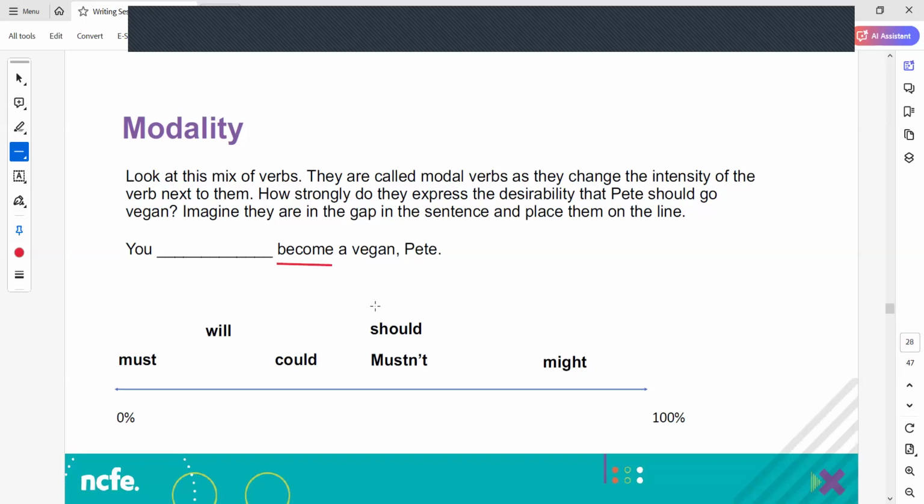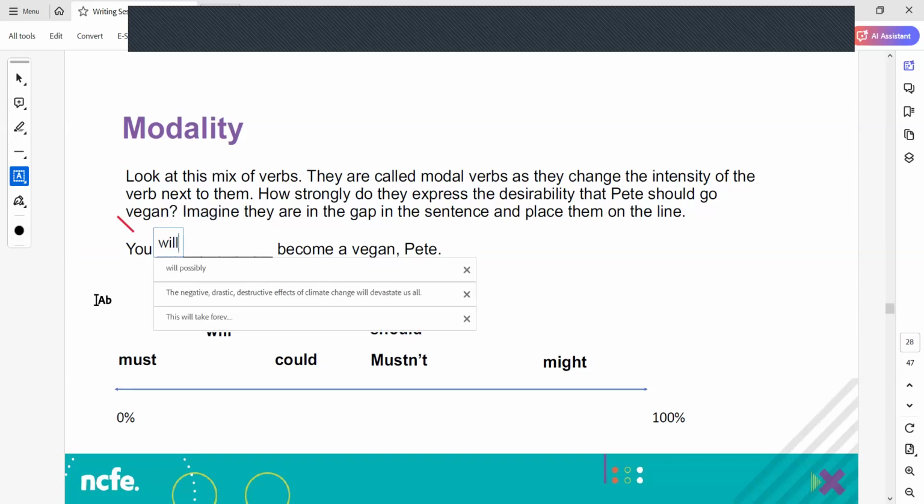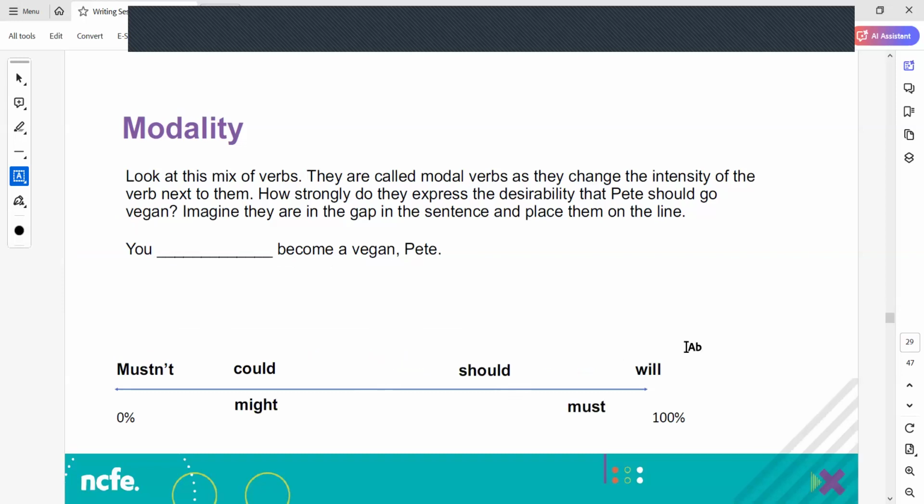So how important is it for Pete to become a vegan? We could have will, so it's definitely going to happen. We could have he mustn't, so he definitely is not going to do it. Okay. So if we have a look in order here, could and might, like I mentioned before about possible, maybe, they are similar in meaning.